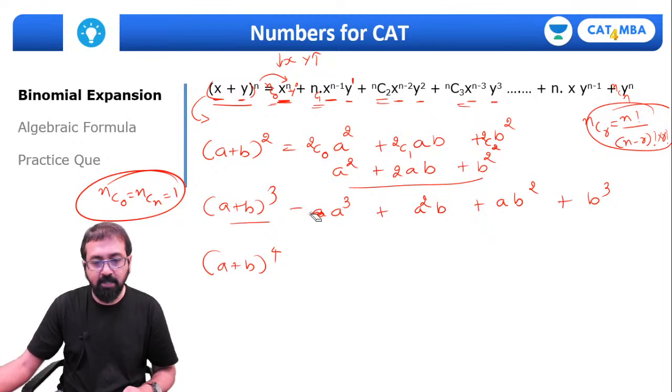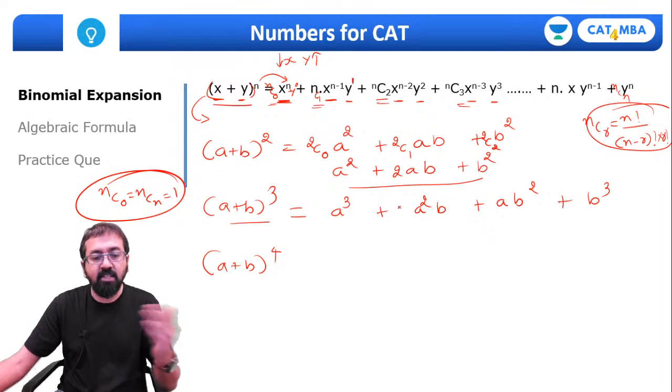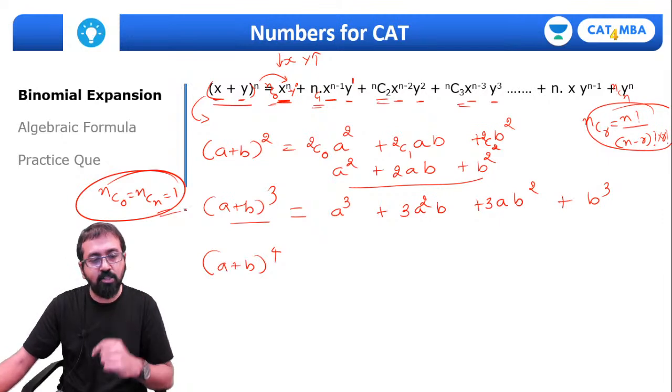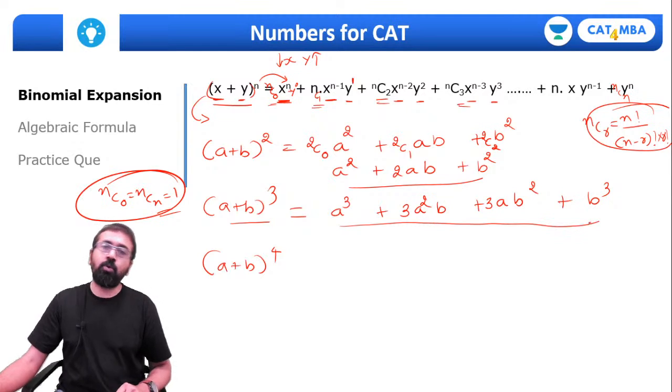The first term will be 3C0, which is 1, so we don't need to write it. The second term will be 3C1, so it's going to be 3. The third term will be 3C2, so again it's going to be 3. And the fourth term will be 3C3. As you know, NCN is 1, so this is going to be 1. So this is the expansion of a plus b whole cube.